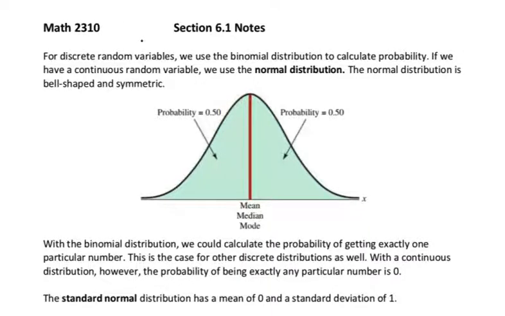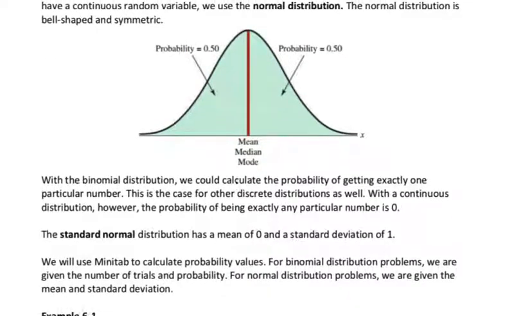The normal distribution is bell-shaped and symmetric, and you might remember it from when we talked about the empirical rule earlier. So for the normal distribution, the mean and median are approximately the same, and as you remember, that's going to be the case when you have a symmetric distribution. The probability of something being greater than the mean is 50%, and the probability of something being less than the mean is also 50%.